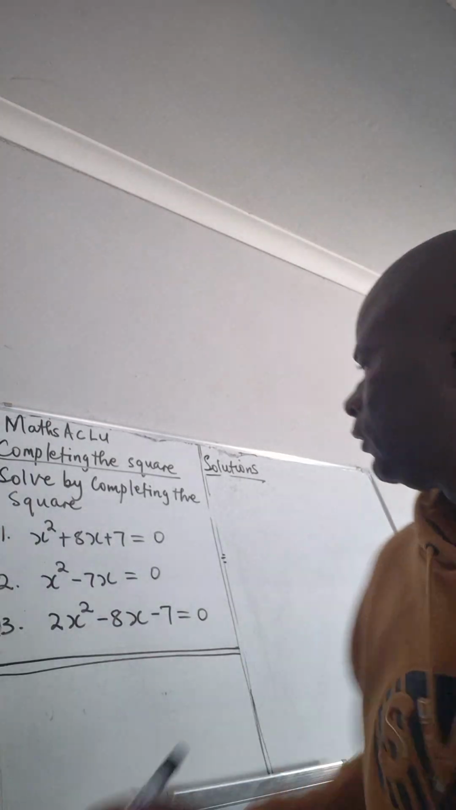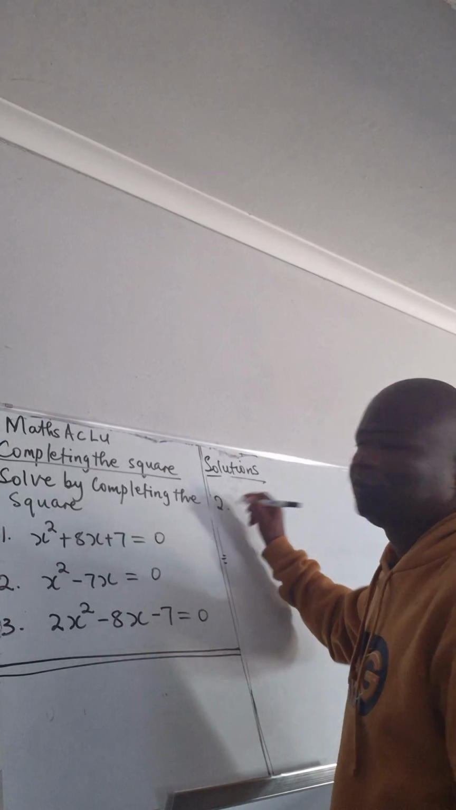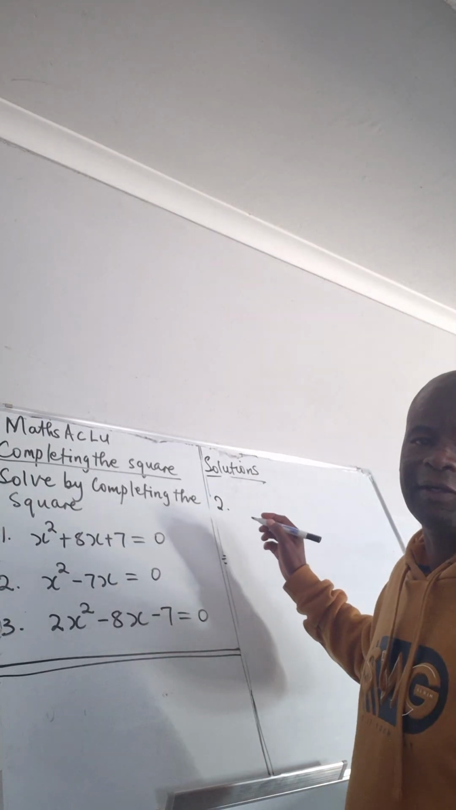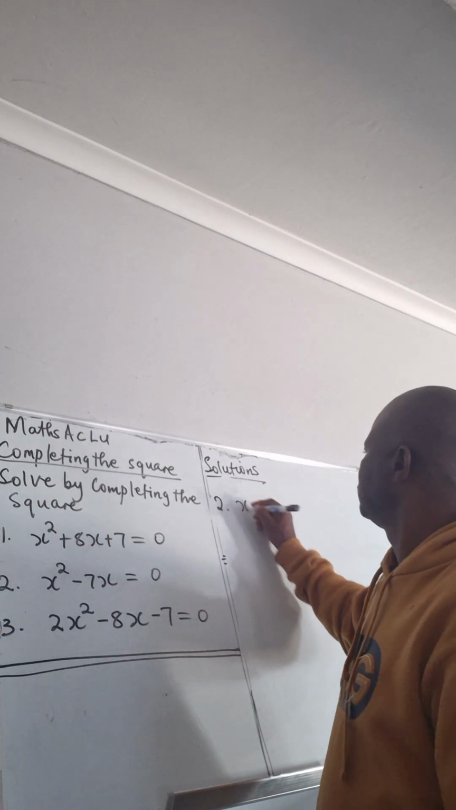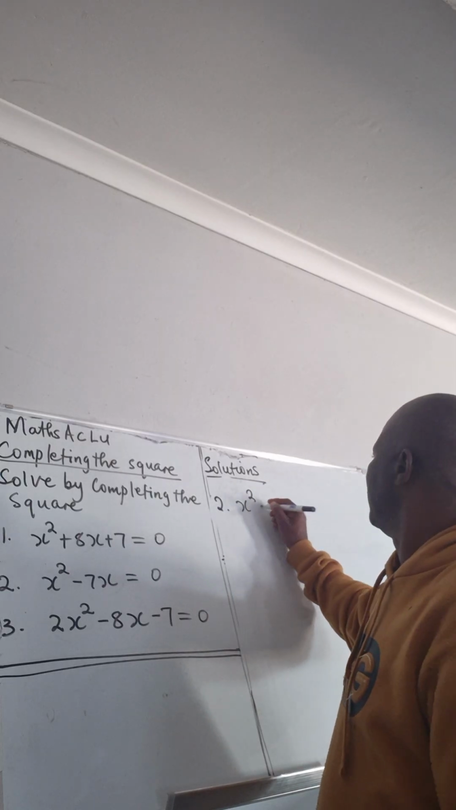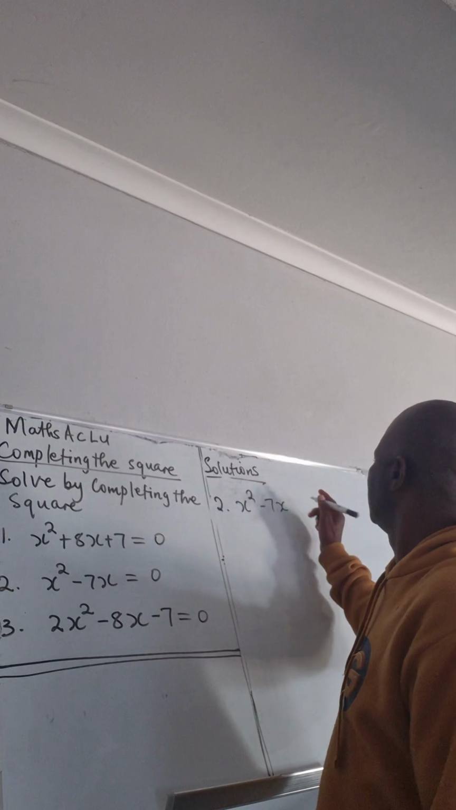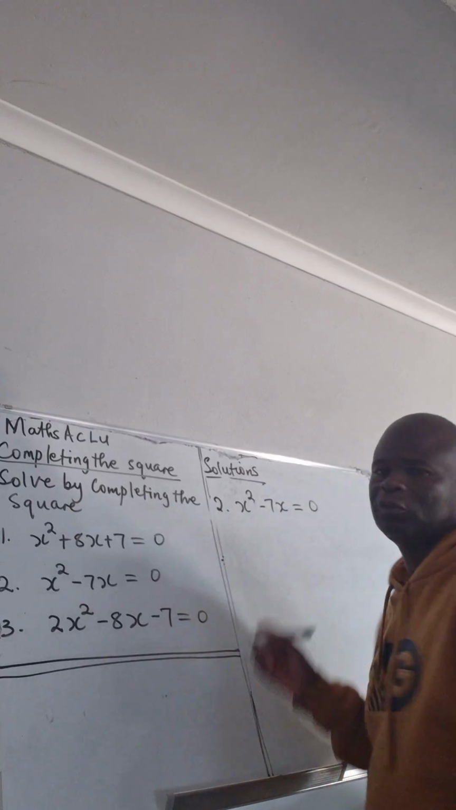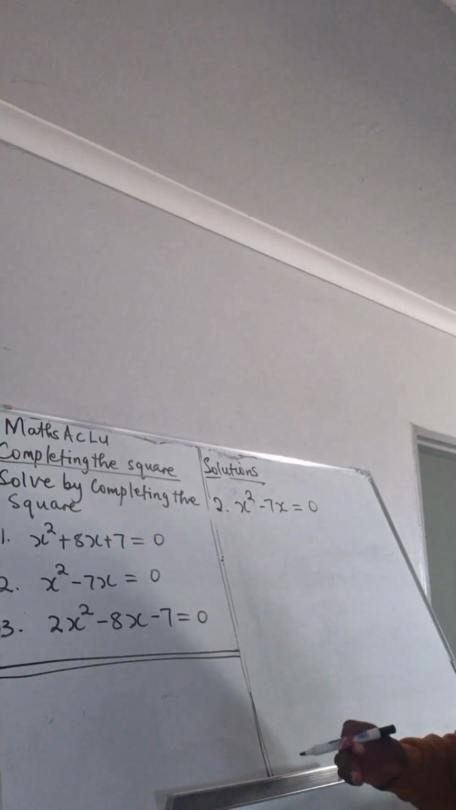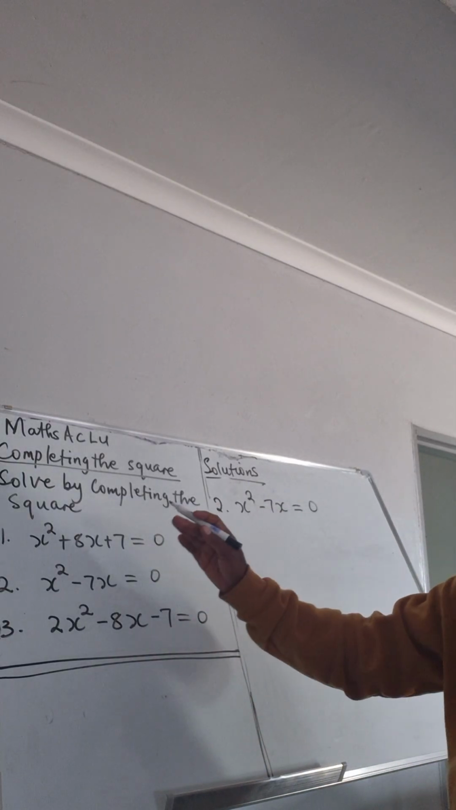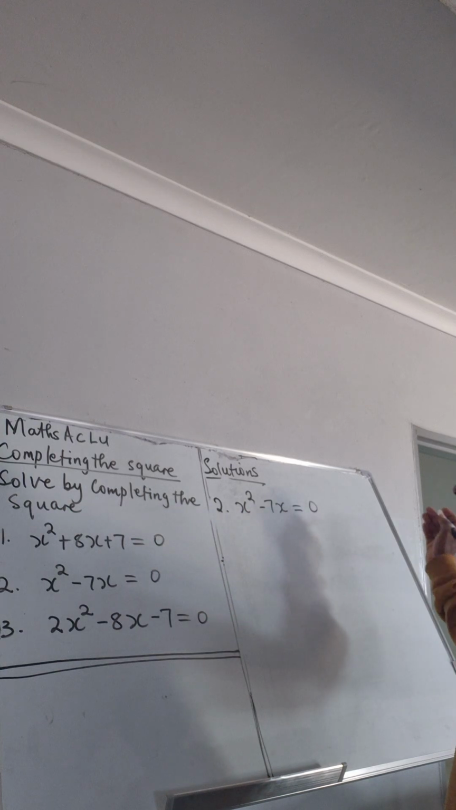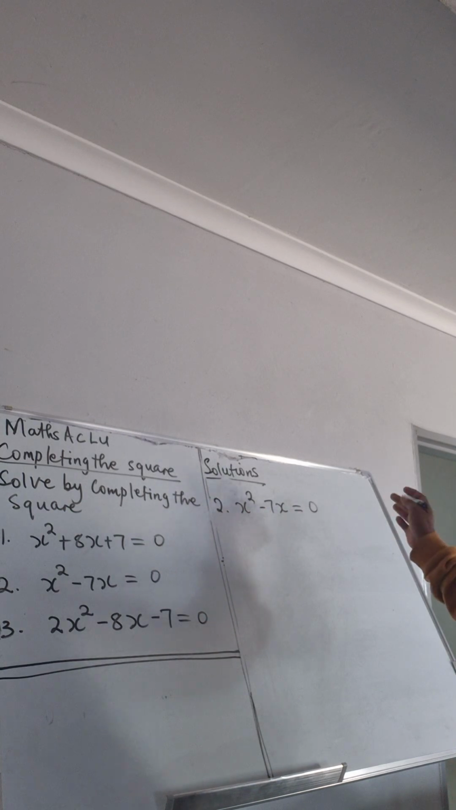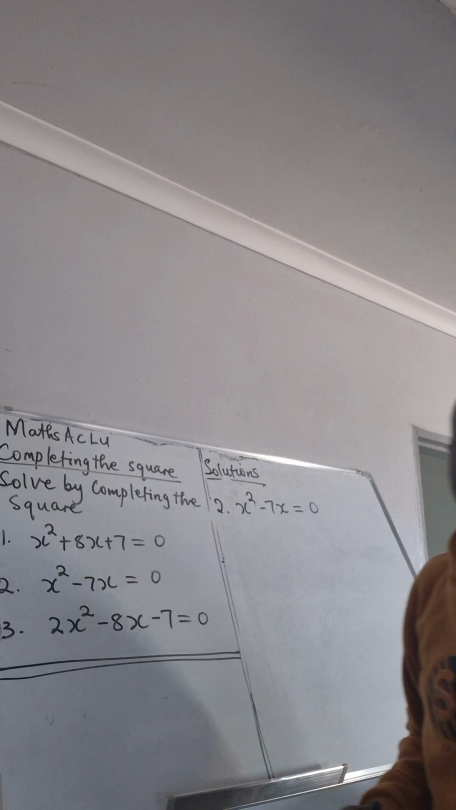If you check, number 2 is x squared minus 7x is equal to 0. It's very simple when you factorize. Just take out the common factor, express it in its prime factors, then you solve.